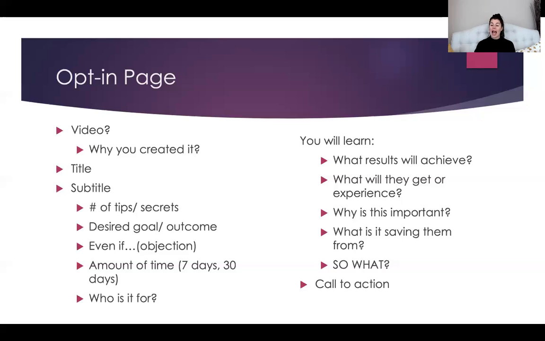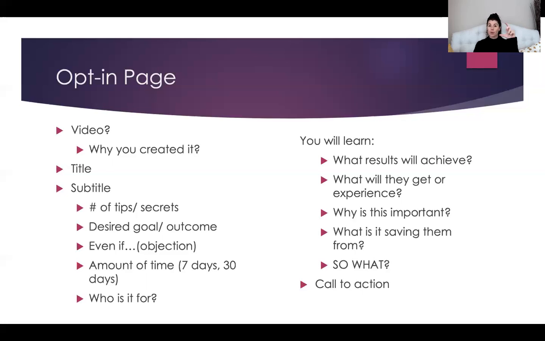So you're going to talk about how many, maybe 5 secrets to building a $1 million Rolodex, the desired goal or outcome, even if you're shy, right? Even if, and who it's for may also overlap, but I'm putting this all out to get you thinking. Amount of time: 7 days, 30 days, 90 days. And who's it for? Entrepreneurs, leaders, moms, whatever. So the subtitle is going to give more context to your title. You can also try to include some of those elements in your title if it fits.